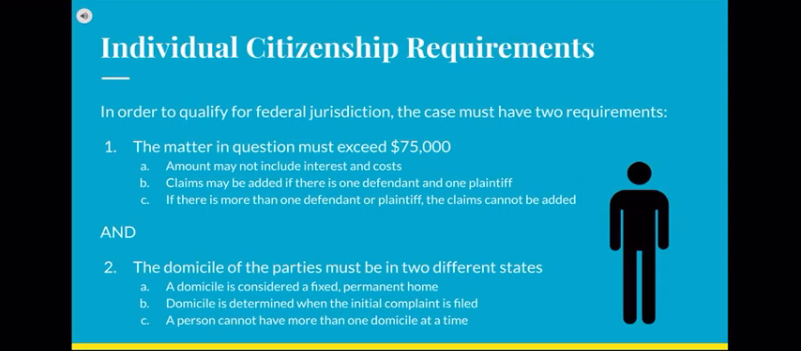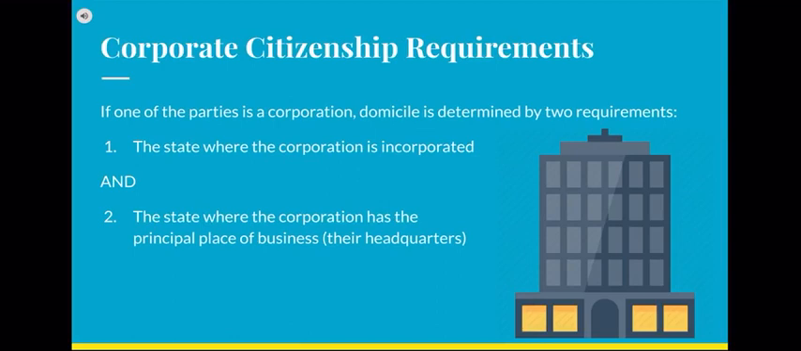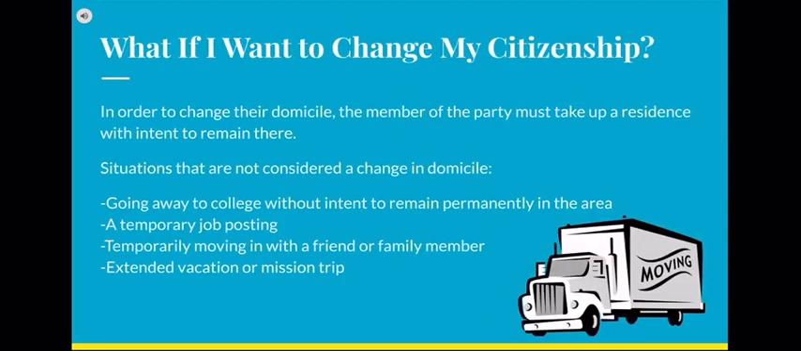So a domicile is a fixed and permanent home. It's determined when the complaint is filed, and a person cannot have more than one domicile at a time. For a corporation, its citizenship is 1, the state where it is incorporated, and 2, the state where the corporation has its principal place of business.